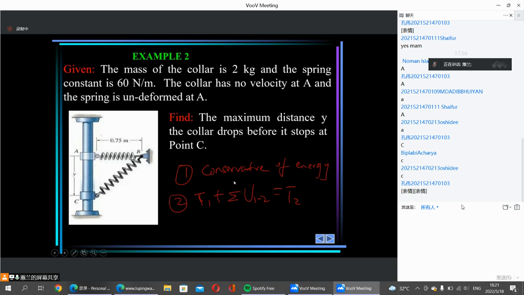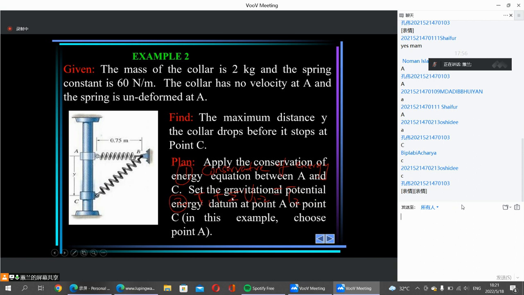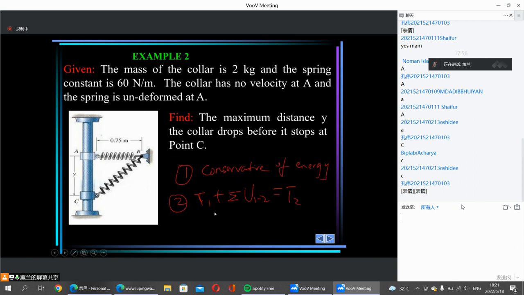Use two methods. One, you need to apply the conservation of energy. When you apply the conservation of energy, never forget to define the datum line. Or you need to use the equation of work and energy. Do both.